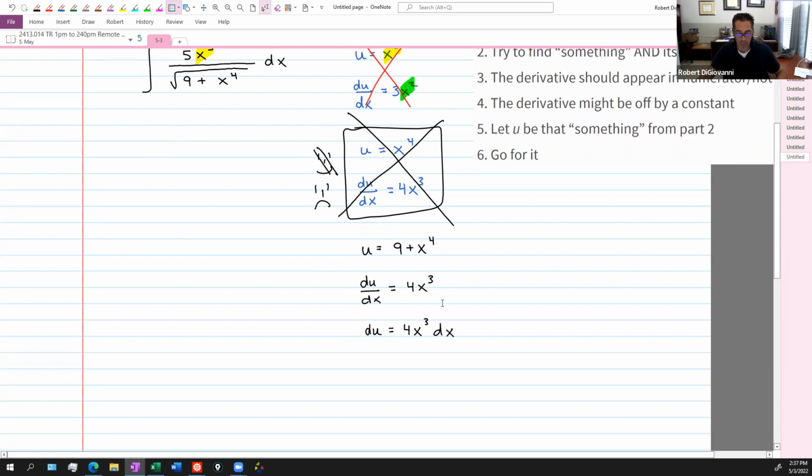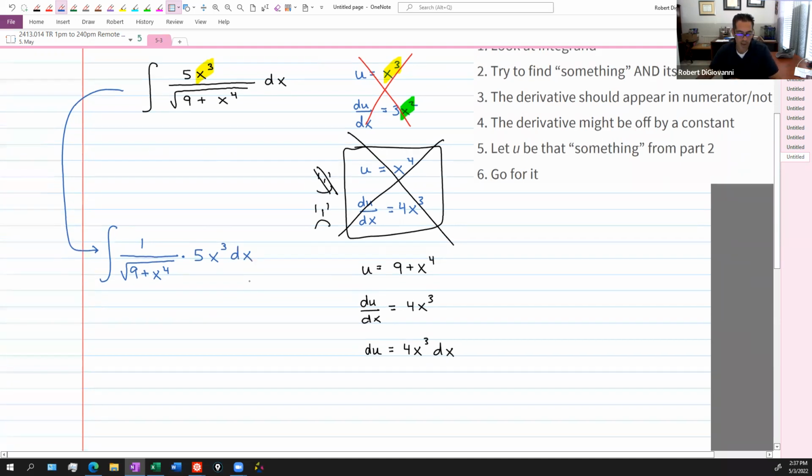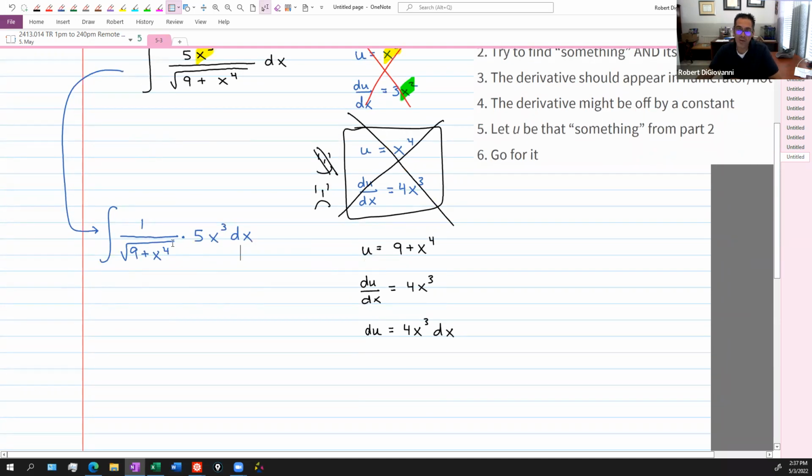And now I'm going to start playing my game. You ready? I'm going to start playing my matching game. I'm going to try and rewrite this integral. Watch the way I rewrite it first. Let me know if you have any questions on what I'm doing. That's fair, right? That's a legal algebraic move. I can just pop that 5x cubed off the side like that.